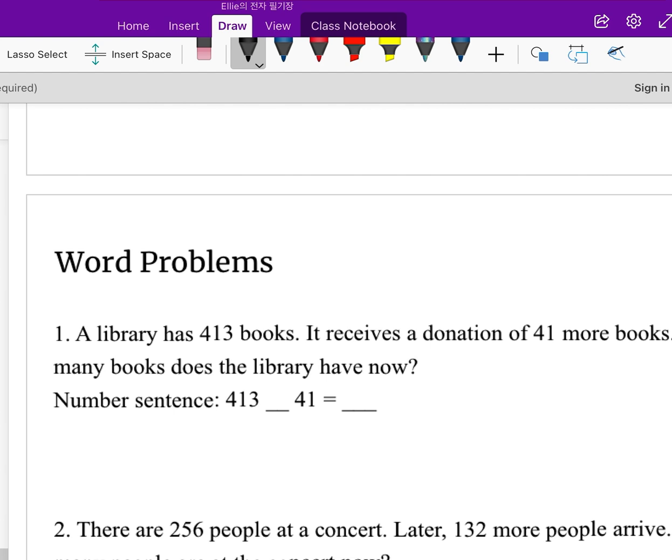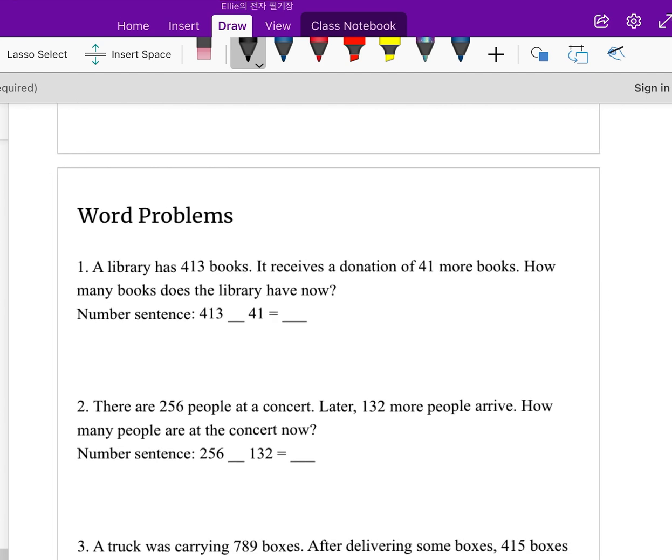And for word problems, number 1: a library has 413 books. It receives a donation of 41 more books. How many books does the library have now? This is the original, and this is 41 more books. So plus 41. So when you add them together, 3 plus 1 is 4. 1 plus 4 is 5. And 4 is just here. So plus, and 454.